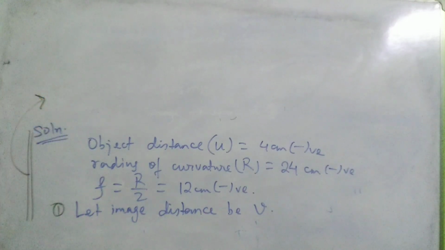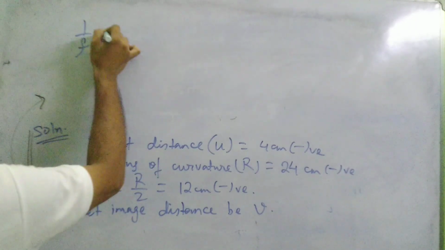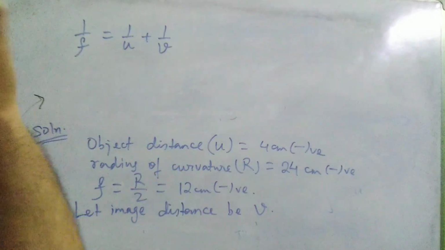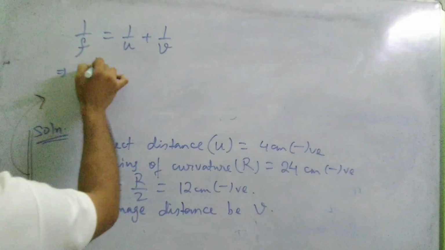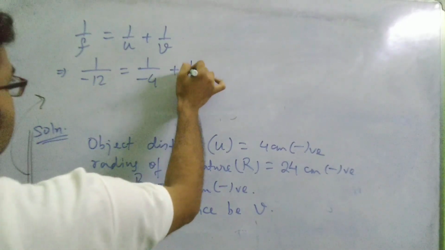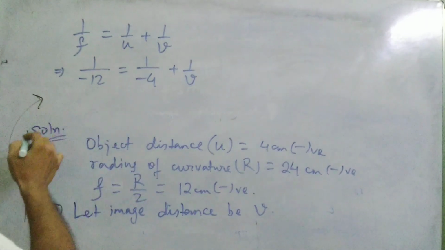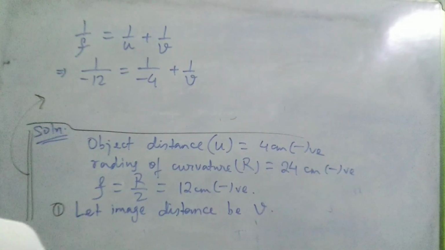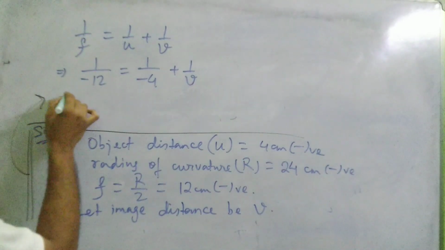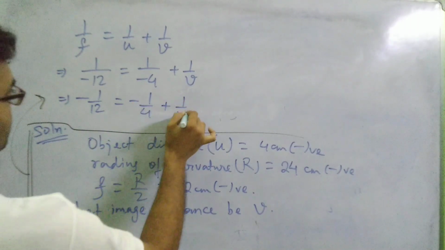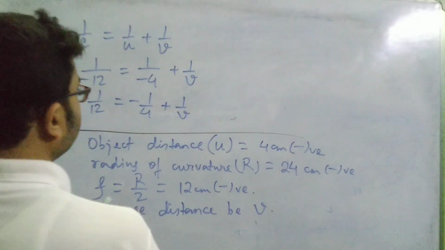Okay. Now, we know we have the formula 1 by f is equal to 1 by u plus 1 by v. Don't forget to put the proper signs. So 1 by f means 1 by minus 12, 1 by u means 1 by minus 4, plus 1 by v. So you can write it like this. Okay, so this is minus 1 by 12 equals minus 1 by 4 plus 1 by v. If you do the solution, it will come out something like this.